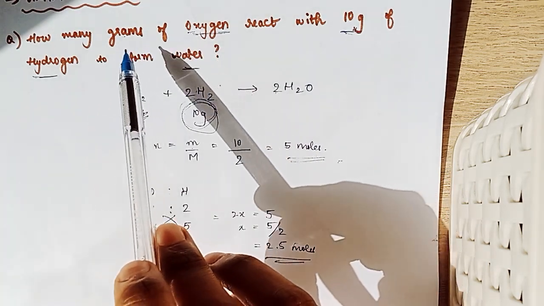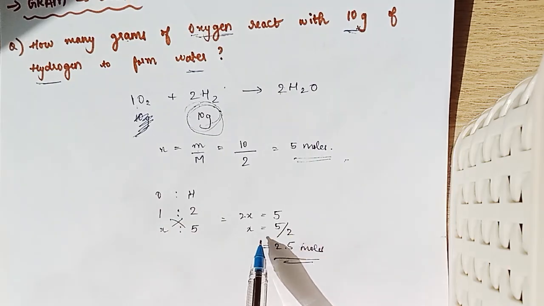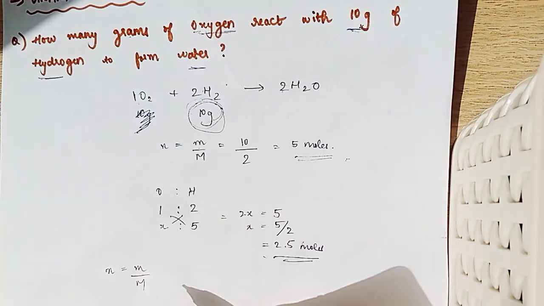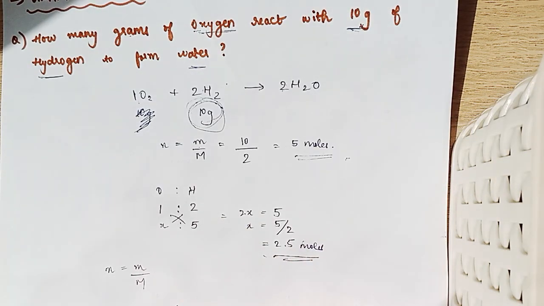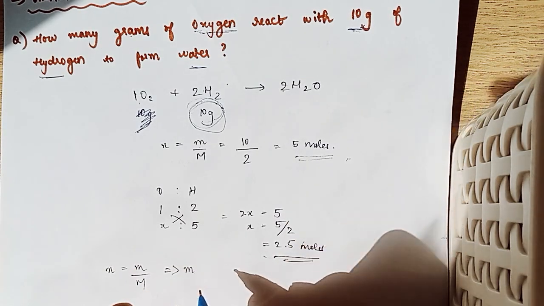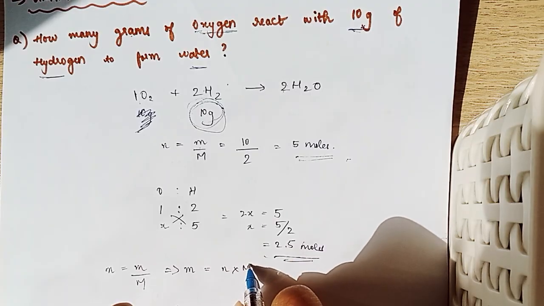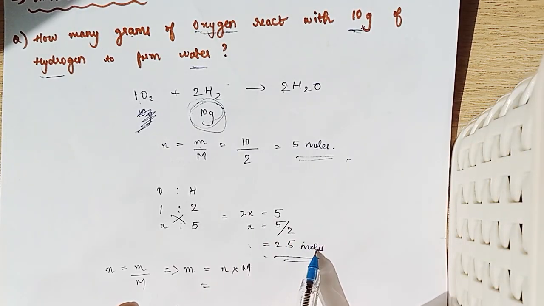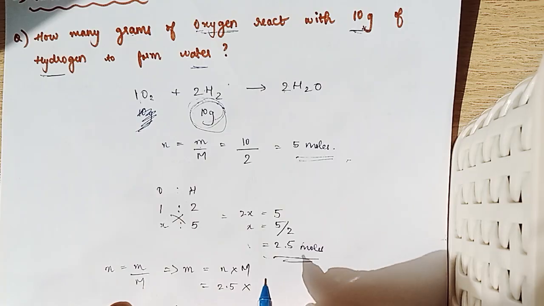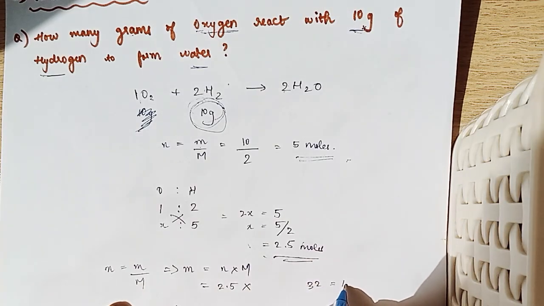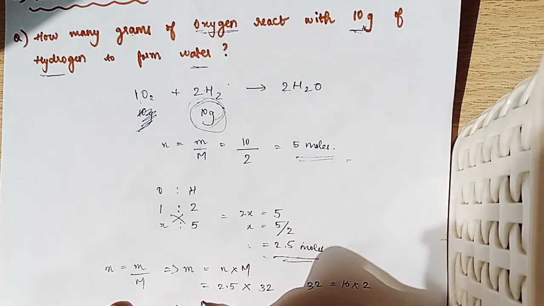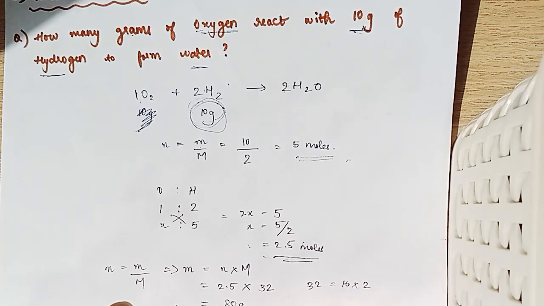Now what do we need to find? We need to find the number of grams of oxygen. So how do we convert this into grams? Again with the formula N is equal to M by M. Molar mass. What is the molar mass of oxygen? 32. So we can write this as M is equal to N into M. We know the number of moles of oxygen because we found it out. It is 2.5. 2.5 into molar mass of oxygen. Molar mass of O2 is equal to 32 because it is 16 into 2, which is equal to 32. 2.5 into 32, which will finally give us 80 grams.